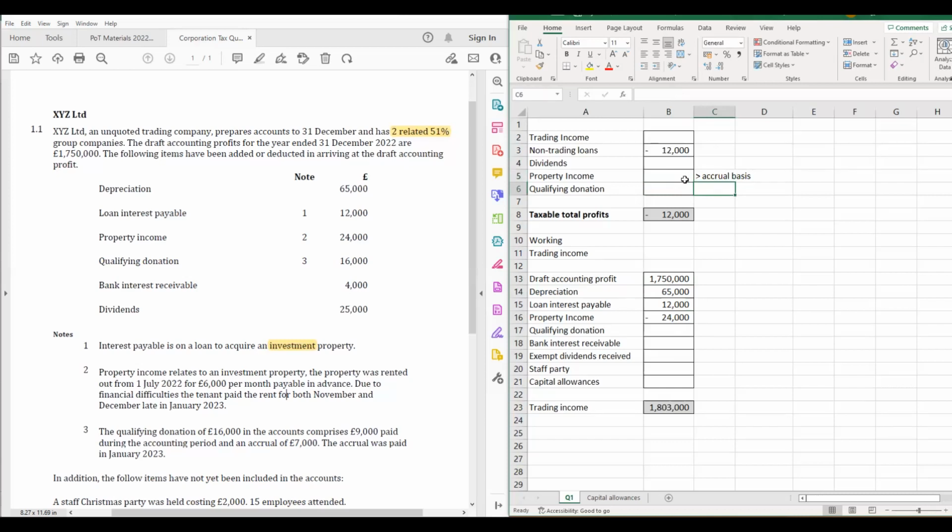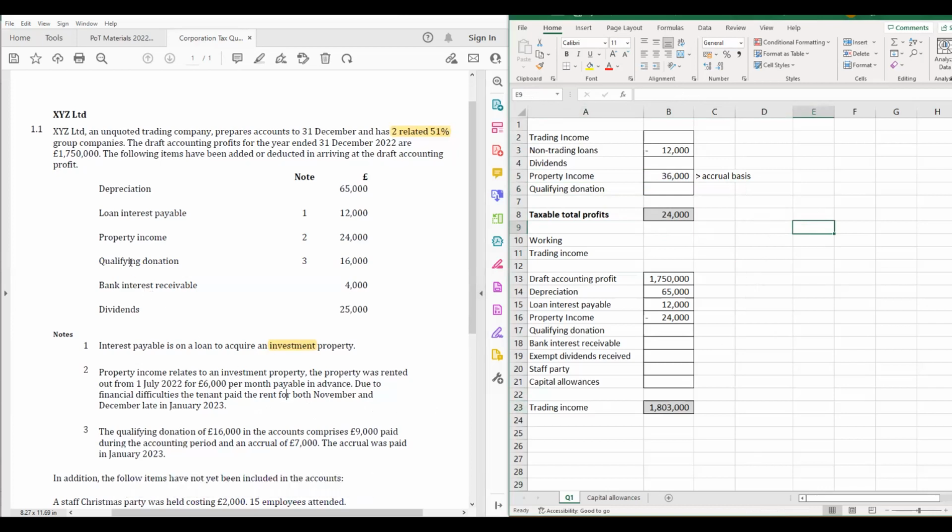So of course we can see that it's been rented out from the 1st of July through to our year end being the 31st December. So that's of course 6 months. So what we need to do is have property income of 6 times the £6,000 rent, £36,000. It's not relevant really in terms of arriving at taxable total profits for corporation tax, the fact that the tenant was in financial difficulties and didn't pay November or December. We're going to base our property income on the accrual basis. It's just a specific rule to remember for property income.